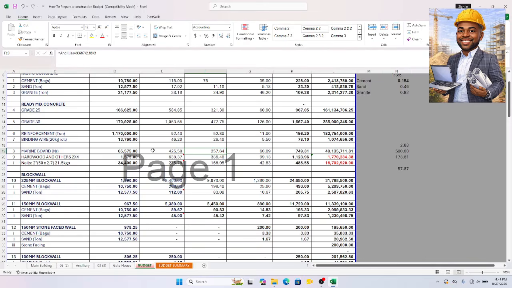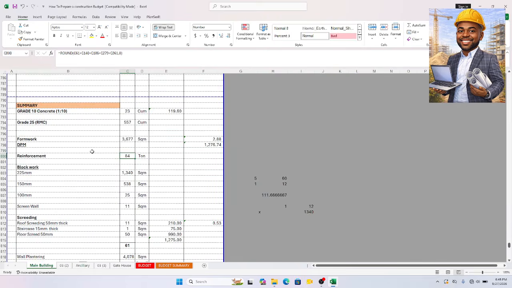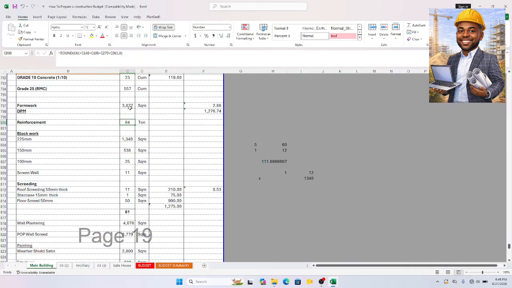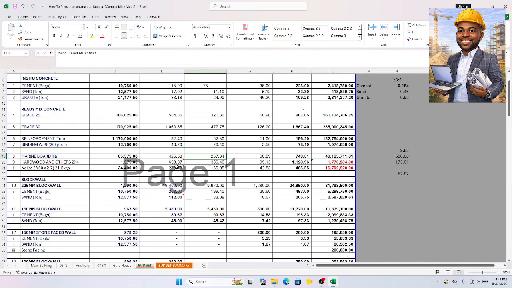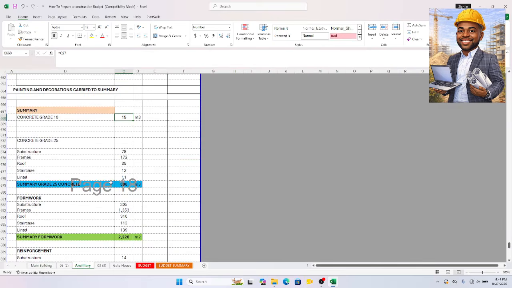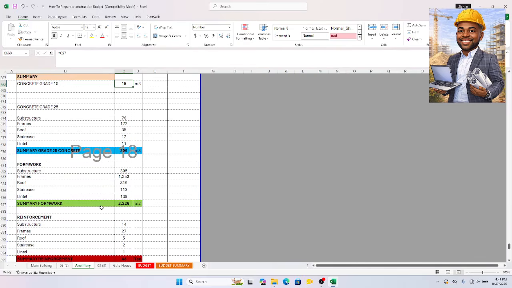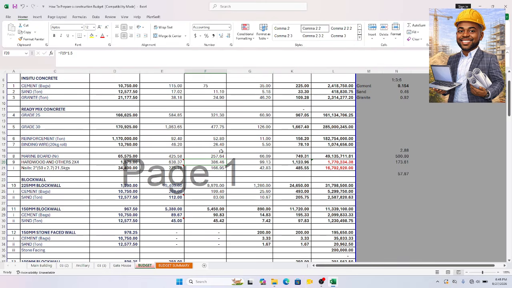The ancillary building. This is the main building here. Formwork is 3677, divided by 2.88 divided by 3 number of uses. That's what is here. The same thing with here. If you go to ancillary building, you see the formwork there. Total formwork 2226, divided by the area of 1, then by the number of uses. So that is what we have for the formwork.